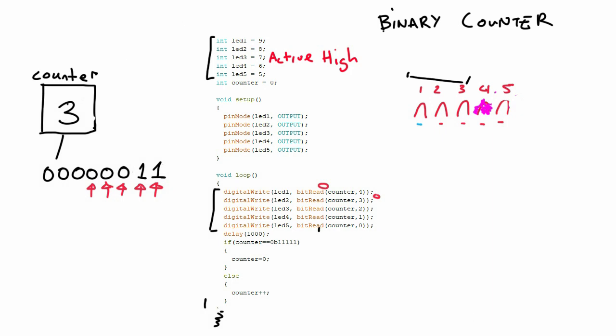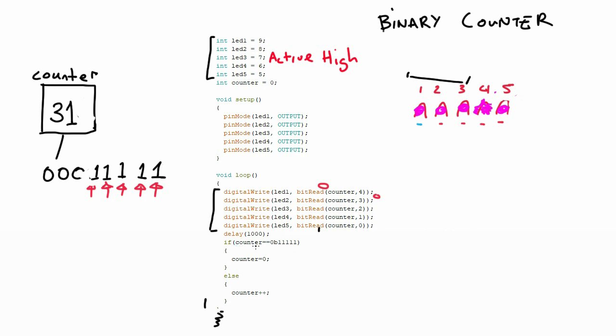And if we keep going, we'll eventually get 1, 1, 1, 1, 1. So we'll get 5 ones, and in decimal that is number 31. And this would mean that all the LEDs are on. So we delay for 1 second, so the LEDs stay on for 1 second.